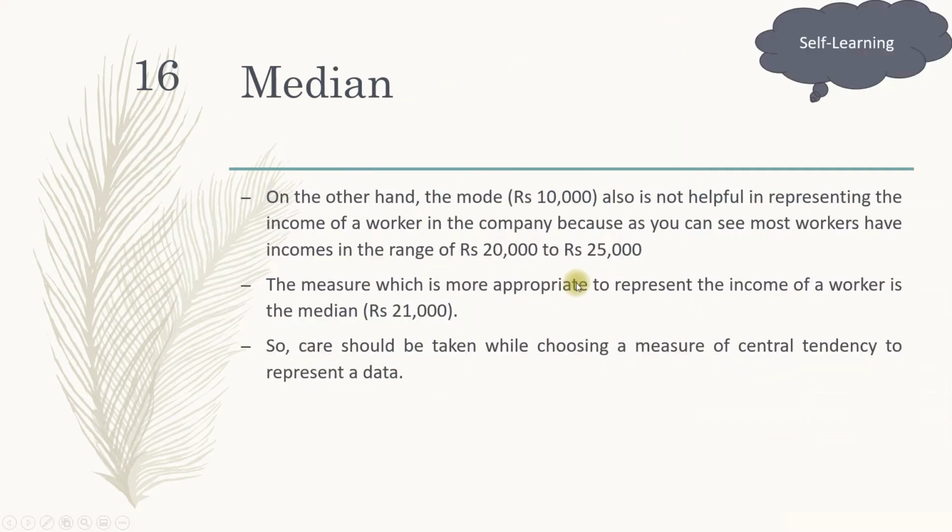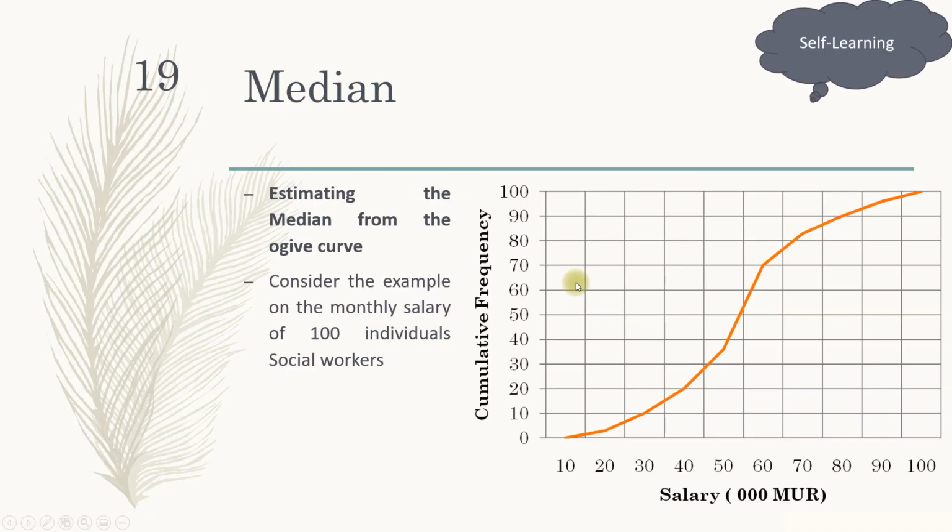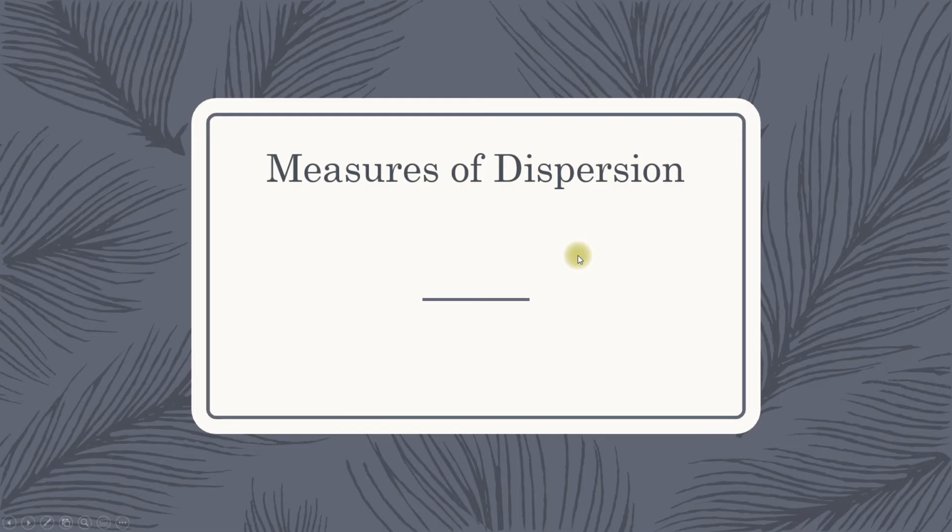Okay, so that is how you compute the median from grouped data. From raw data, we discussed it already. From grouped data, you know how to compute the median. This one is straightforward. I leave it to you to understand it. And we are going to move to the measures of dispersion now.